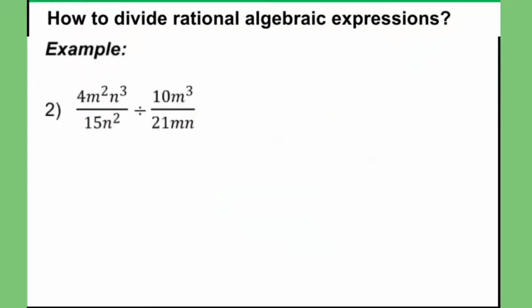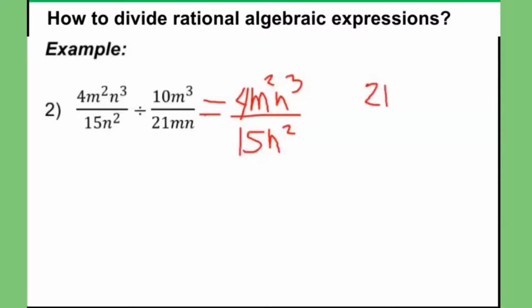Let's have our second example. 4m squared n cubed all over 15n squared divided by 10m cubed all over 21mn. Same procedure. Kopyahin lang natin yung unang rational expression. 4m squared n cubed all over 15n squared. Then, reciprocal of the second rational expression, 21mn all over 10m cubed.